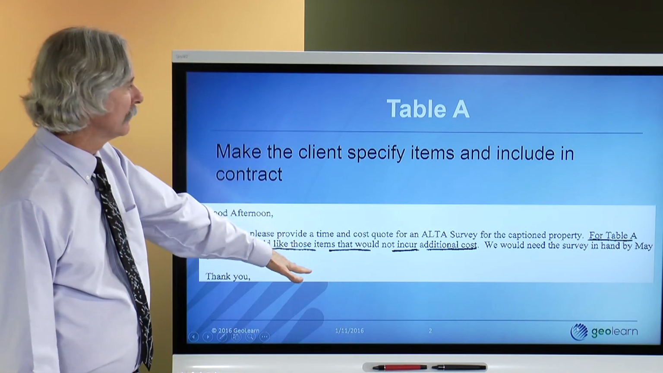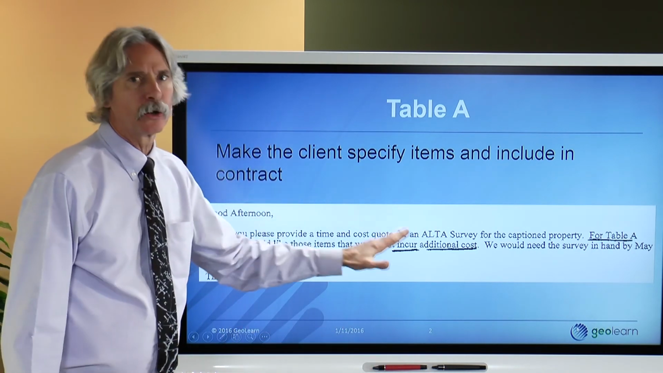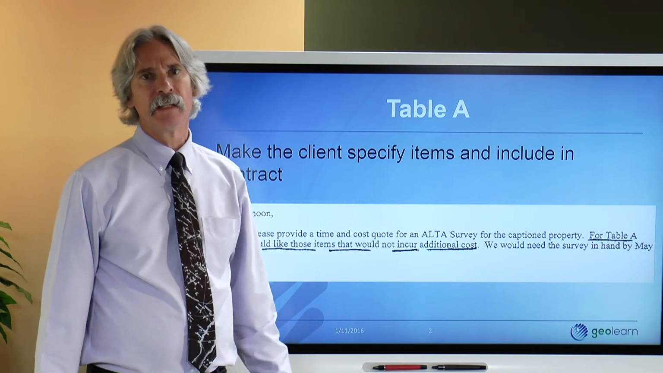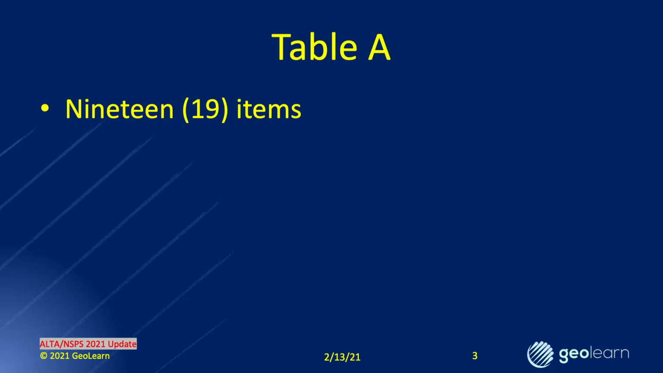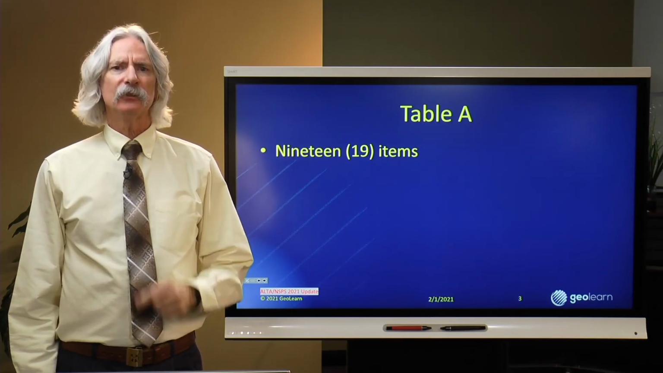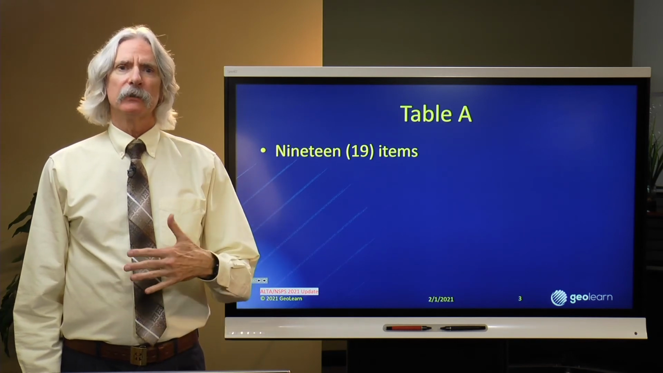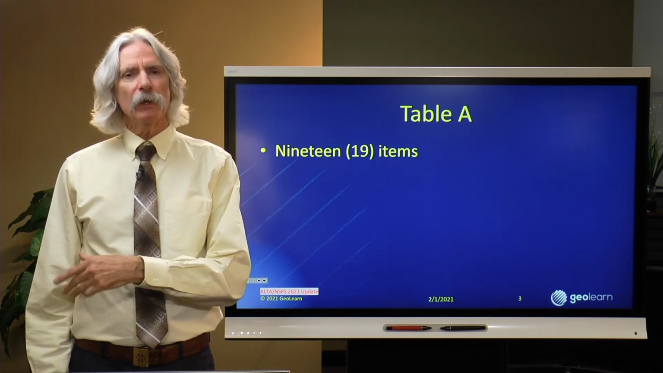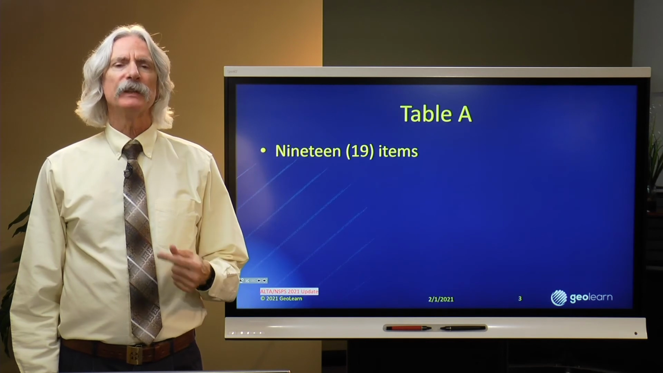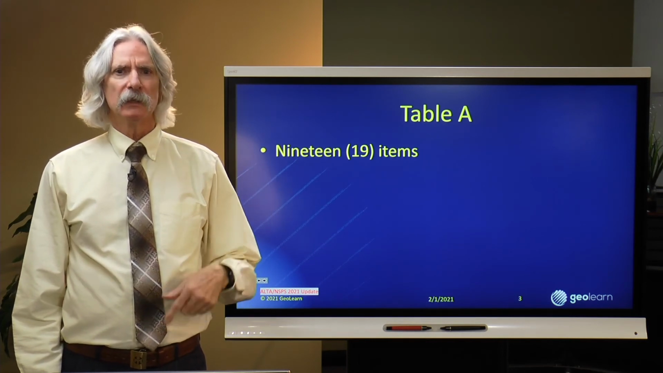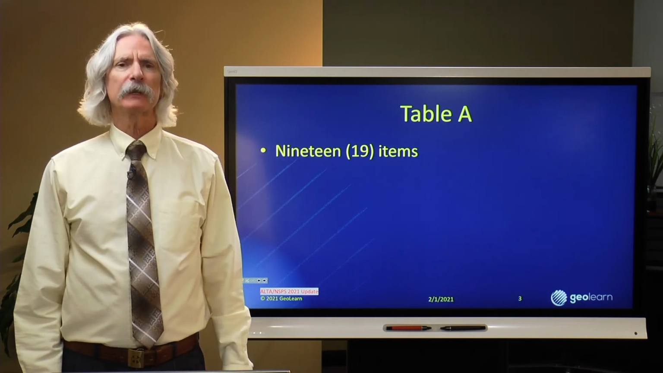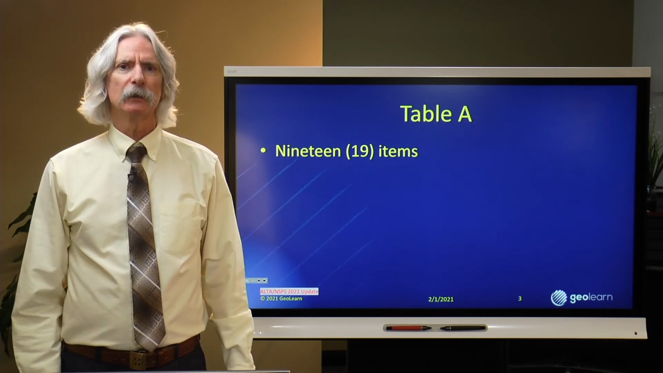So I got kind of a laugh out of this, but would encourage surveyors to look at those fees and charge something for them. So Table A now only has 19 items. What used to be 21, the fill in the blank item, is now number 20. So there are 19 specific items and then a fill in the blank, number 20.